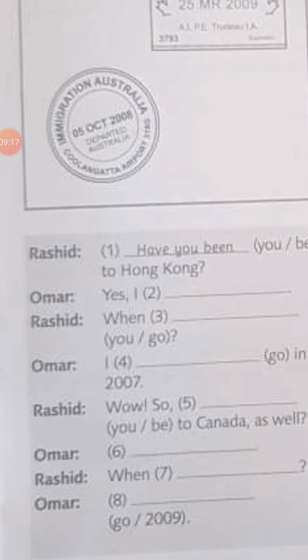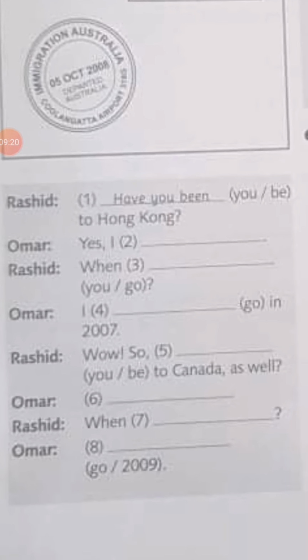Number 1, have you been to Hong Kong? Okay, this is a question in which tense? Present perfect interrogative. So if the question is in the present perfect, you have to answer in present perfect also. أنا عم بحكي لك ملاحظات تقدر أنت تحل معي قبل ما تشوف الفيديو اللي عليه الأجوبة. So here Omar says yes, affirmative. لما يحكي لك yes إذا هو إثبات affirmative sentence.